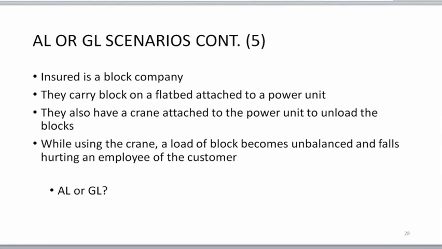Insured's a block truck company. They carry blocks on a flatbed attached to the power unit. They also have a crane attached to the power unit to unload the blocks. While using the crane, a load of blocks becomes unbalanced and falls, hurting an employee or the customer. Is that auto or GL? Unloaded with a device attached to the unit, unloading what was on the unit. Auto or GL?